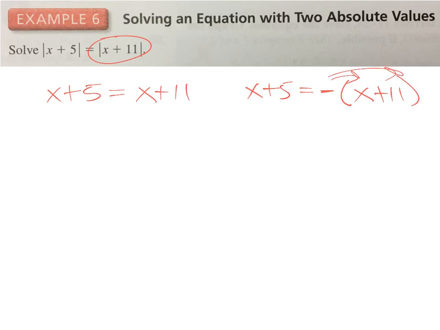Watch out for that. All right, so I need to isolate x here. I'm going to subtract x, and something happens. 5 equals 11. Huh. What does that mean? Does 5 equal 11? No. So in this case, there are no solutions that could be obtained for this equation. So we go to the second case.